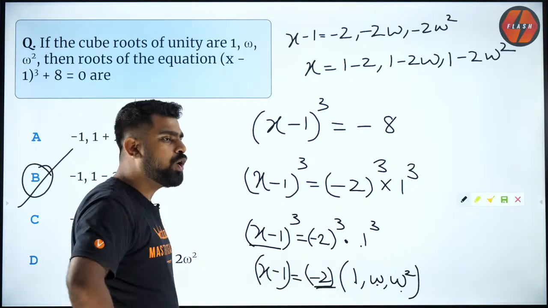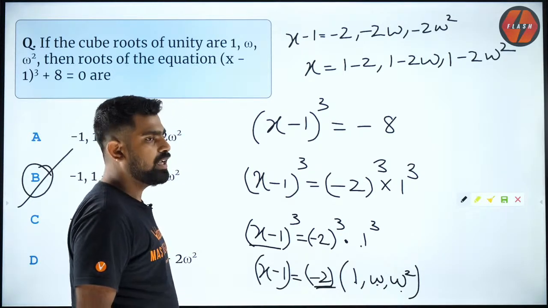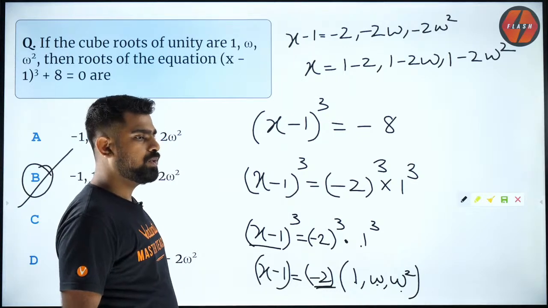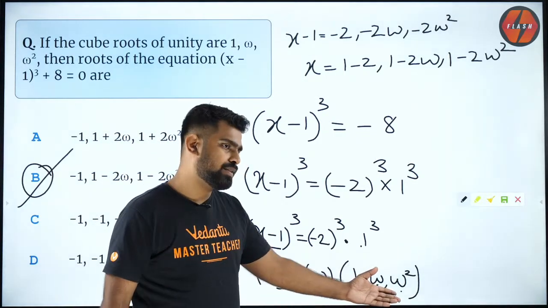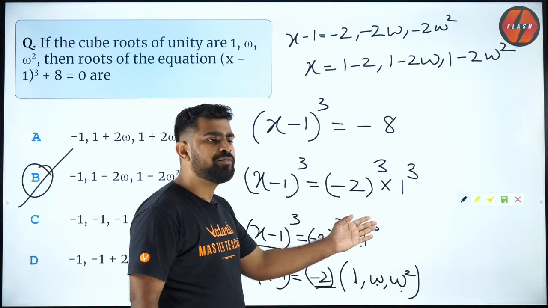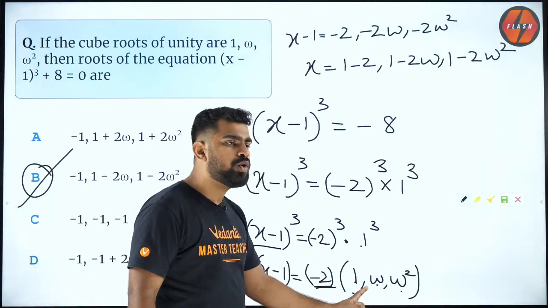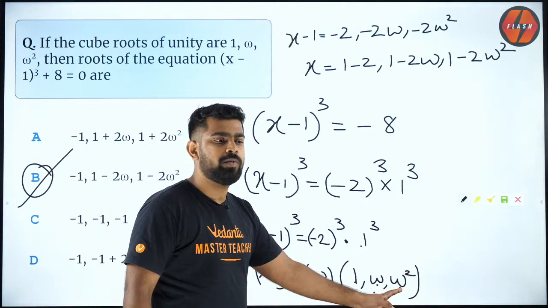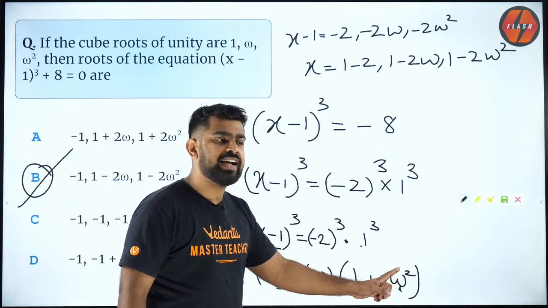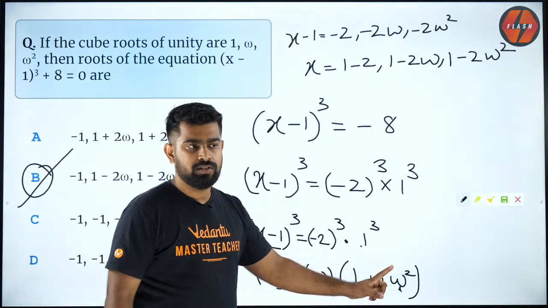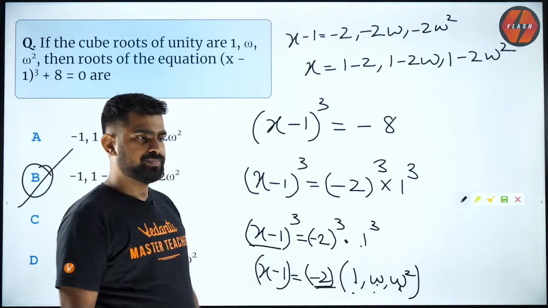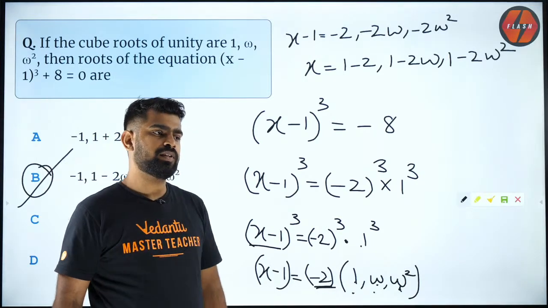Are you able to follow, Mohammed? Are you able to follow? So that is how I did it. I took the cube roots of unity and I wrote it as 1, omega and omega square. Mohammed, Satish and Achyut has got it. Okay, great.